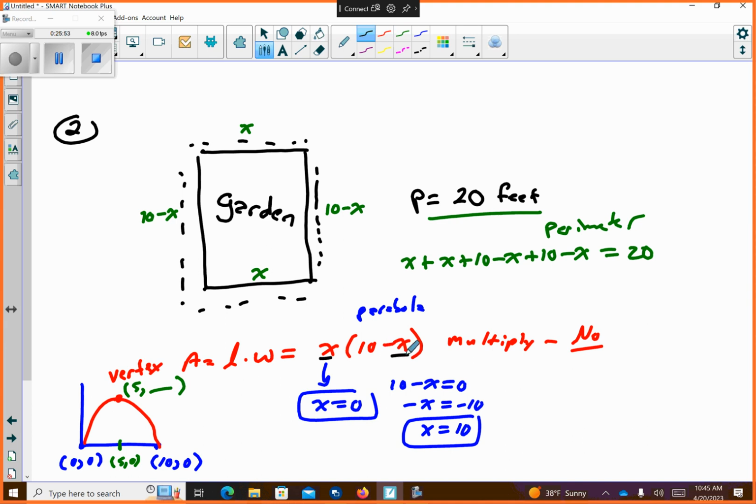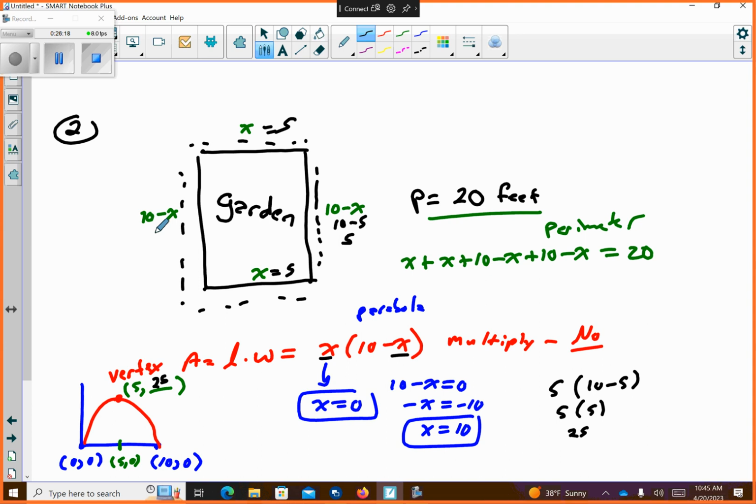There you go. So we're going to plug 5 in for x. So I get 5 and then 10 minus x, or 10 minus 5, which is 5 times 5, which is 25. So x is equal to 5. So what do you notice about my rectangular garden if all the sides are 5?